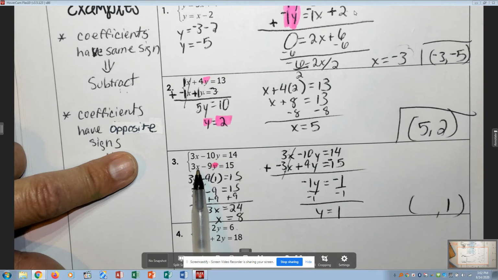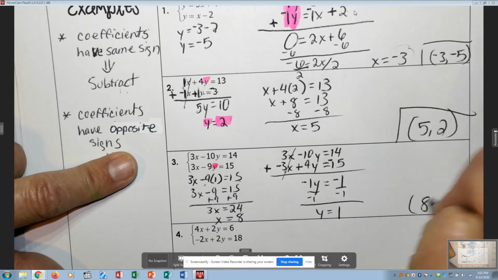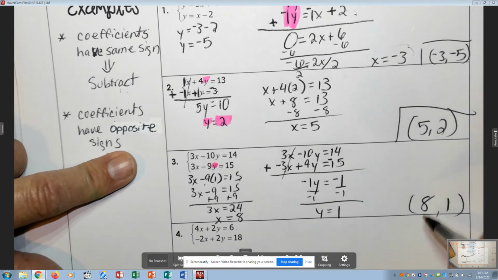3 times 8 is 24. 24 minus 9 is 15. 3 times 8 is 24. 24 minus, this would be 10, is 14. So it works for both of them. 8, 1. So this is my final answer.